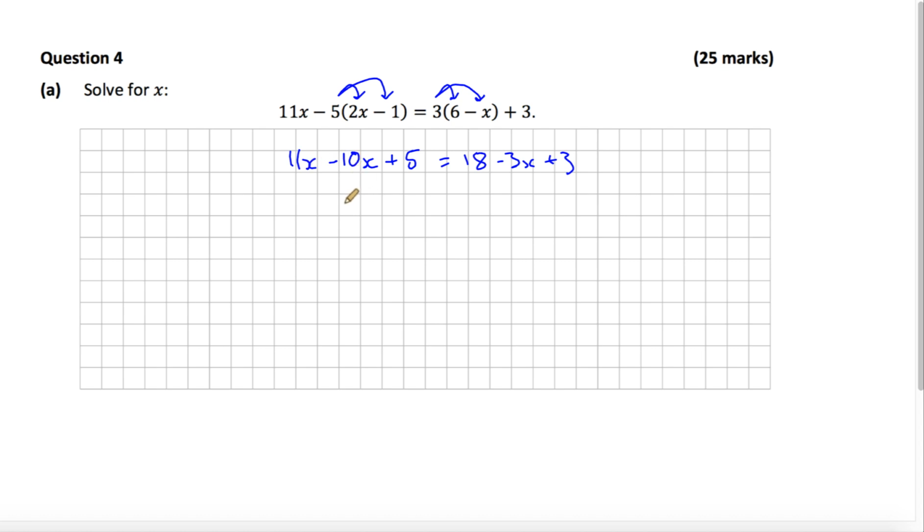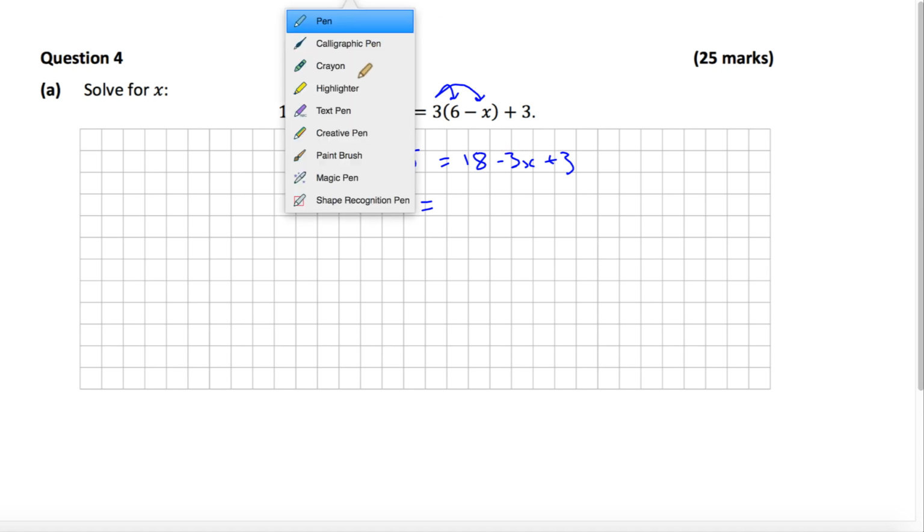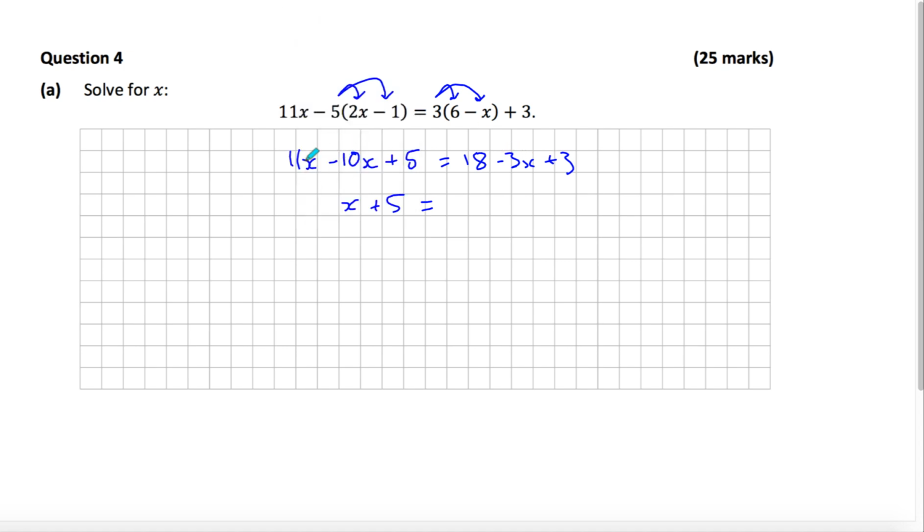11x minus 10x, that's just x, plus 5 is equal to, so just to be clear, that was the 11x and the minus 10x combined. Okay, and then over here, we can combine the 18 and the 3. So that'll give us 21 minus 3x.